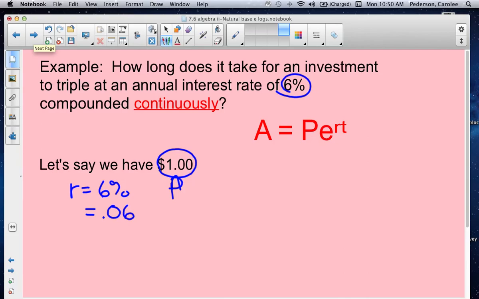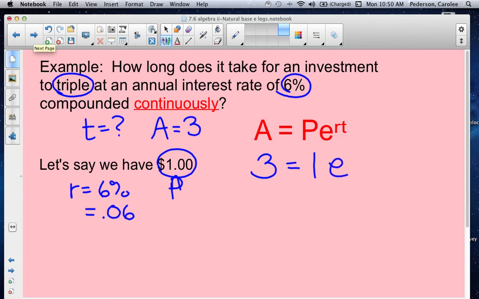Now think about the T. The T is unknown. We don't know how long that's going to take. So T is our unknown. And then A, if we think about how long does it take for an investment to triple? So 3 times its initial investment. So if we pretend that we have $1, at the end we'll have $3. Now let's go ahead and substitute our pieces into our PERT equation. So $3 is our end amount, $1 is our initial amount, e raised to the 0.06, and then T is unknown.